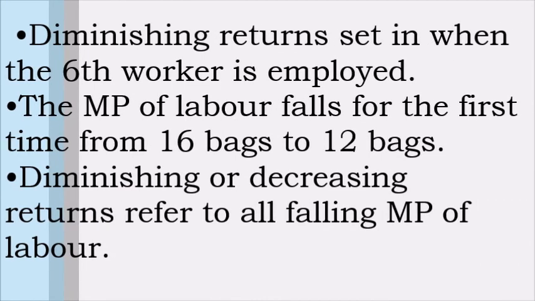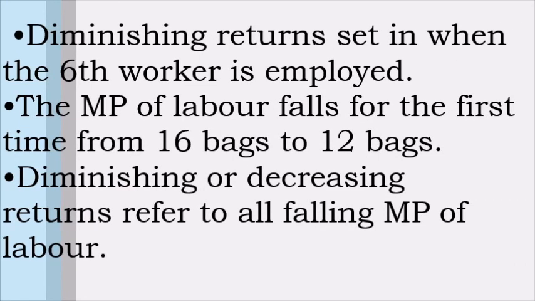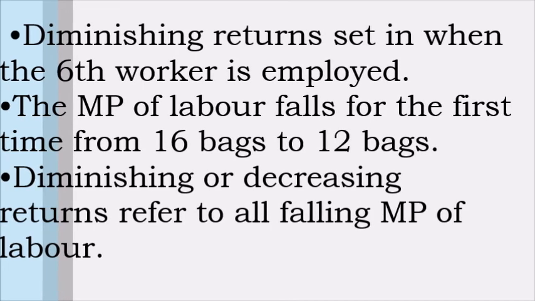3. Diminishing or decreasing returns. Diminishing returns sets in when the 6th worker is employed. Take note. The marginal product of labor falls for the first time from 16 bags to 12 bags. The 6th to 10th workers all bring about decreasing returns. Note that diminishing or decreasing returns refer to all falling values of the MP of labor, negative values inclusive.